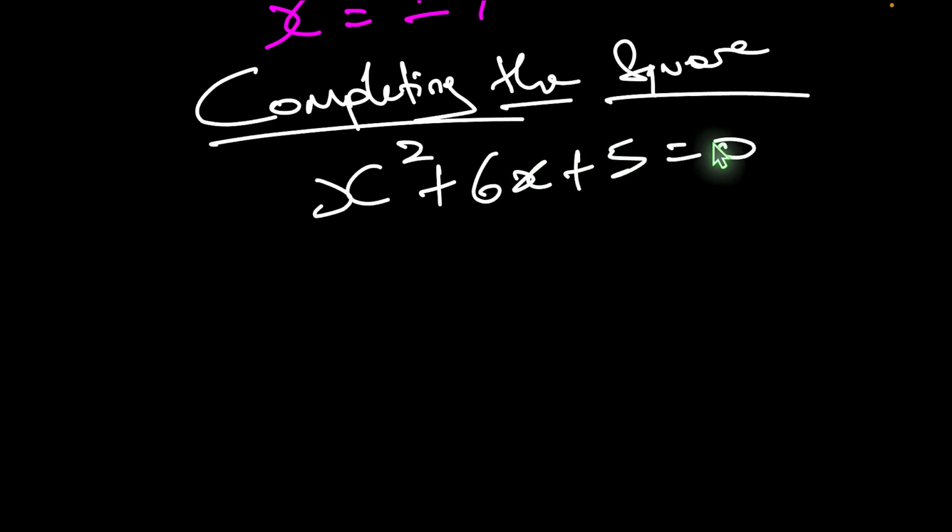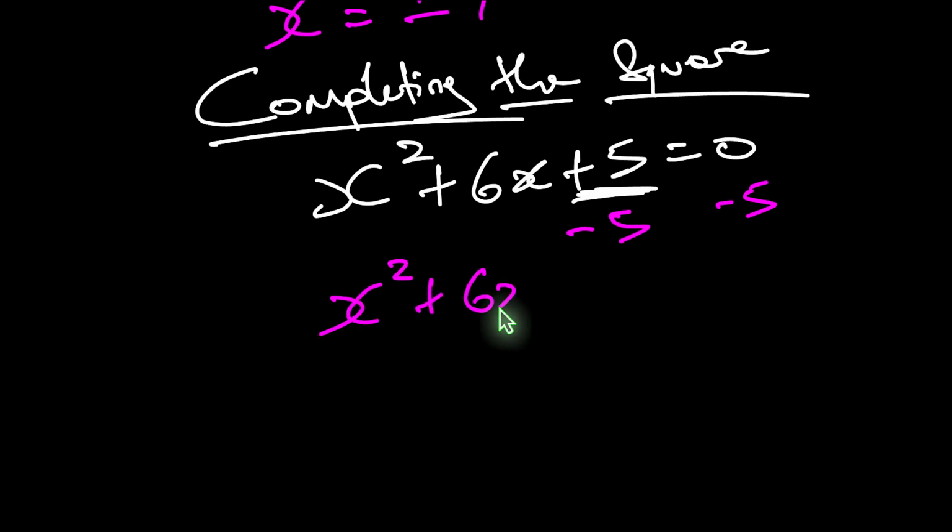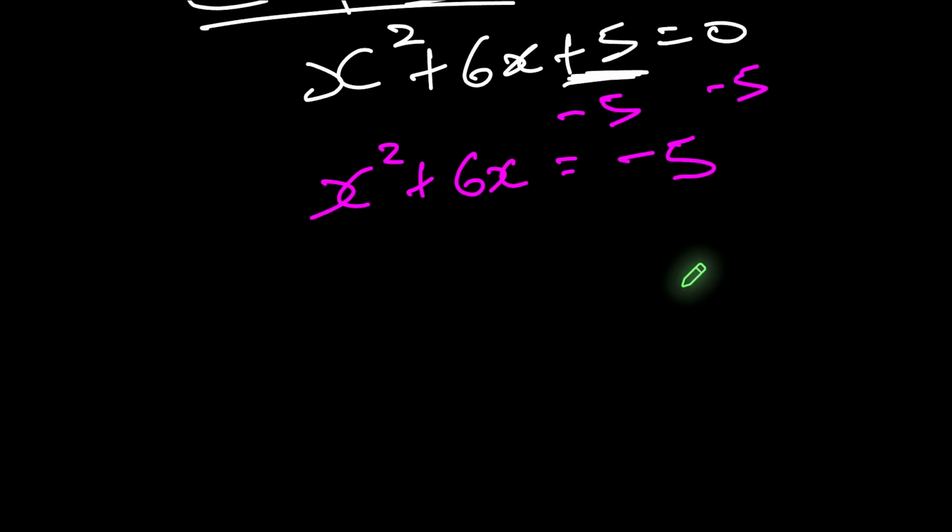So let's say we are going to solve this now by completing the square. What we would do first is move the constant to the right hand side, so we'd just be subtracting 5 like that, so we have just the x's here, and we end up with x squared plus 6x equals negative 5. So that's step 1. Step 1 is to get the constant on the right hand side.